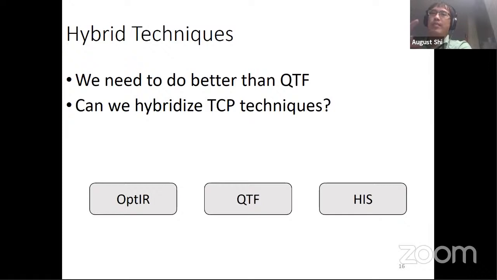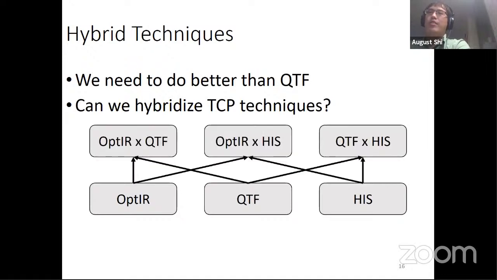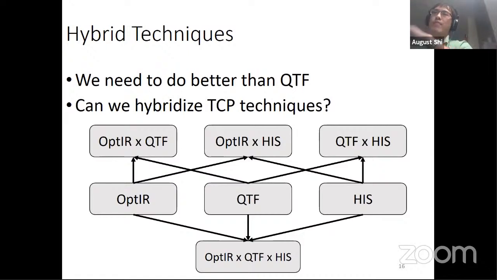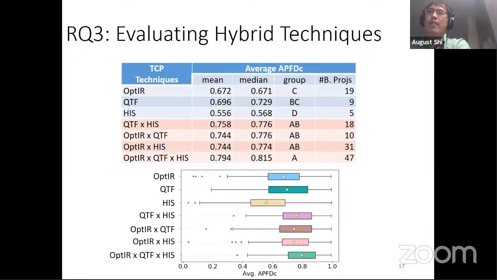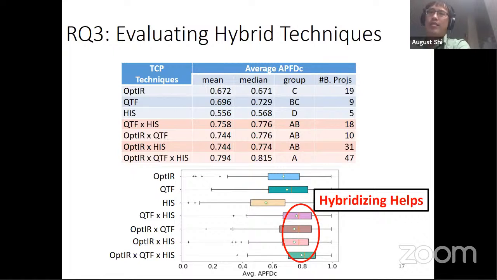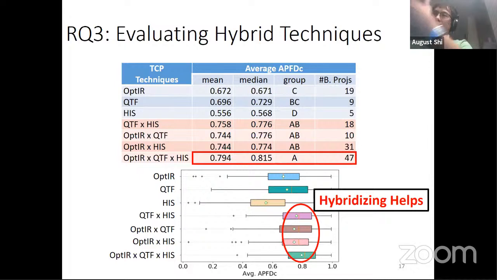So what we consider is taking some existing techniques, like the IR-based one with QTF and the historical failure frequency-based model, and combining the heuristics they use to order tests together to form three different types of hybrid techniques from pairs, and also one that tries to combine all three heuristics together to make a kind of super hybrid technique. When we evaluated these hybrid techniques, we indeed find that they have higher APFDC scores than the single ones, suggesting that hybridizing really does help in this case. And when we combine all the heuristics together, we find that it provides the best relative group. It has the highest mean and median APFDC scores, is in group A once more, and has the most projects where it's the highest.